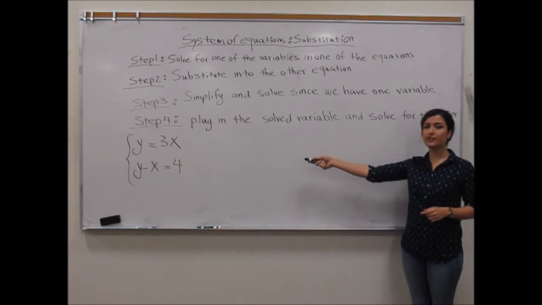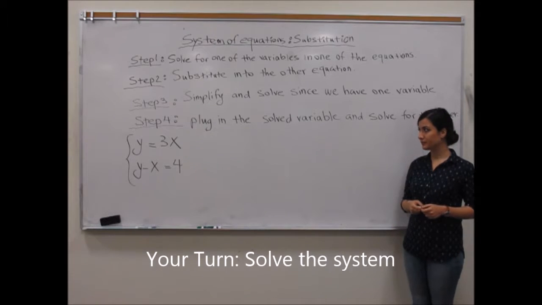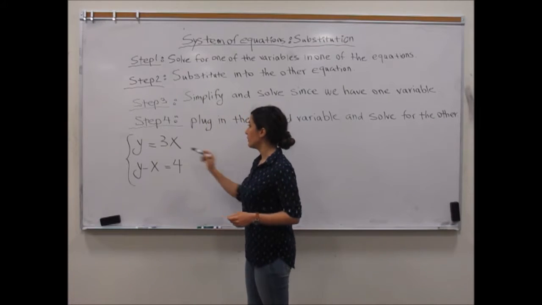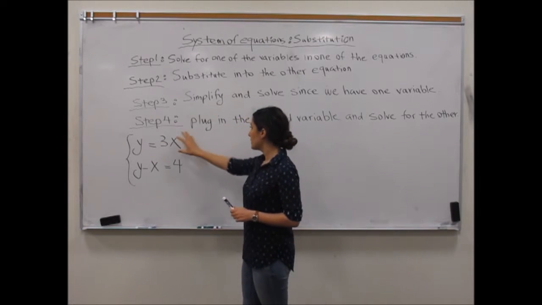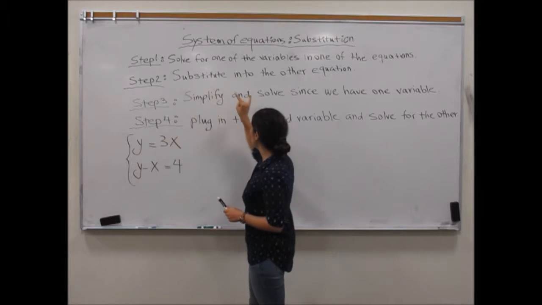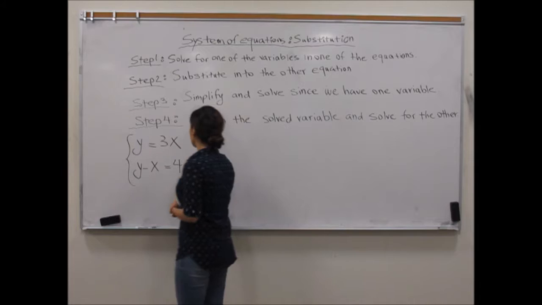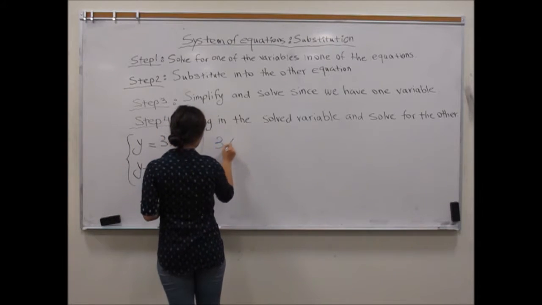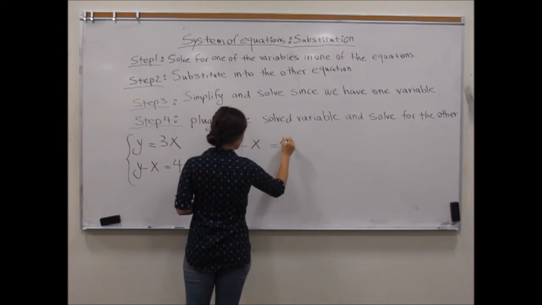Okay, here I have another example. Why don't you try to do this and then we'll go over it together. Alright, here as you can see, again, step 1 is already done for us. y equals 3x is already solved for y. So in step 2, I'm going to substitute 3x instead of y in the second equation. So I would have 3x minus x equal 4.